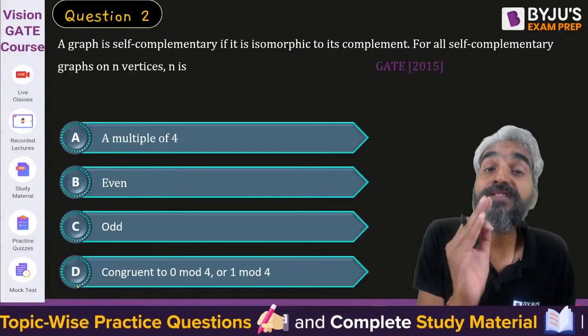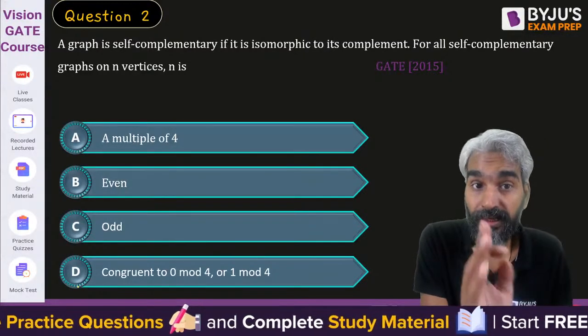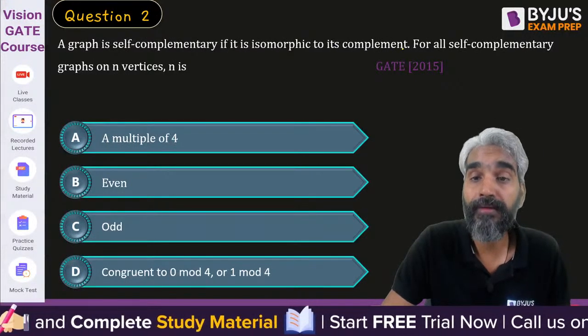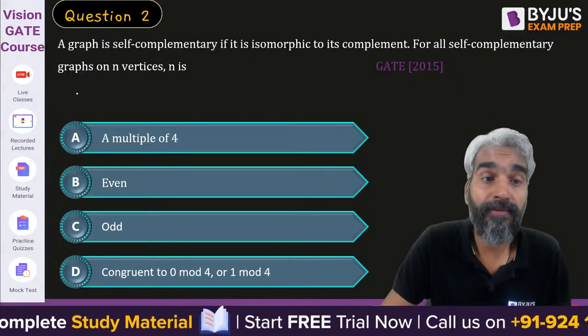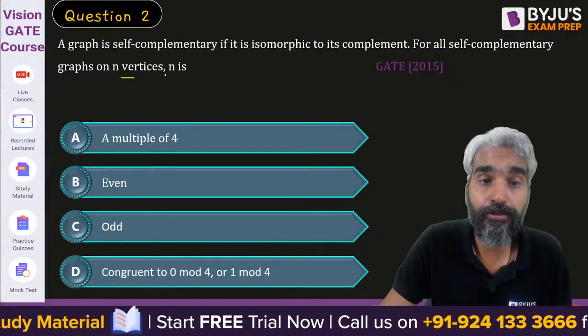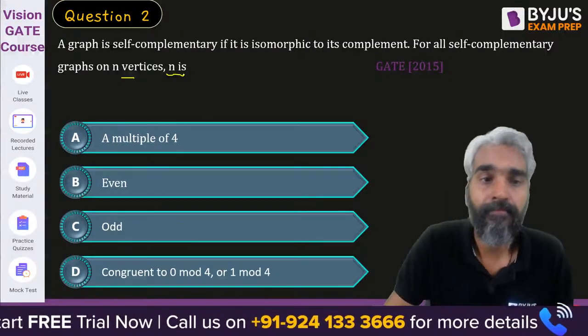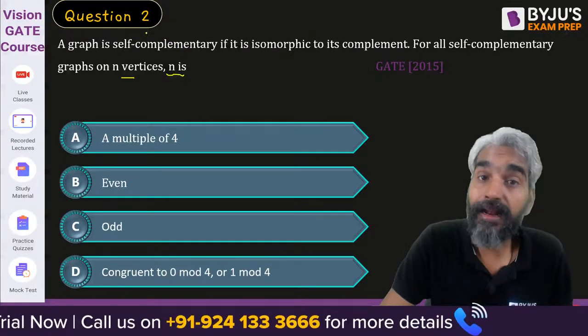A graph is self-complementary if it is isomorphic to its complement. Now, for all self-complementary graphs on n vertices, what should be the value of n? So, it's a generic statement. Please try to understand, because we are saying the graph is self-complementary.